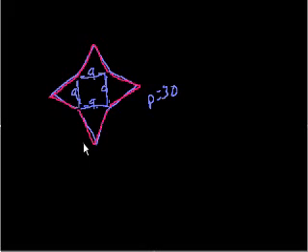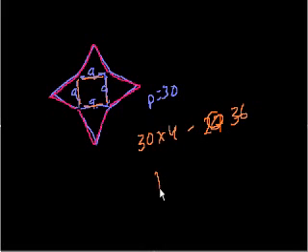Well, wouldn't that just be the perimeter of the 4 triangles, and then we want to subtract out this side, this side, this side, and this side, right? The perimeter of the red part is the perimeter of each of the triangles added up, all 4 of them, minus the perimeter of the square inside. So the perimeter of the 4 triangles is 30 times 4 minus the perimeter of the square, which is 36. So it's 120 minus 36.